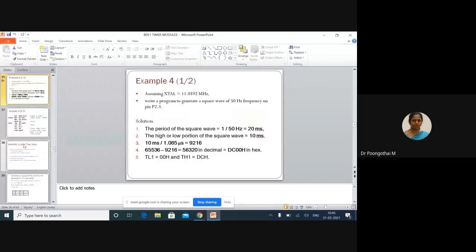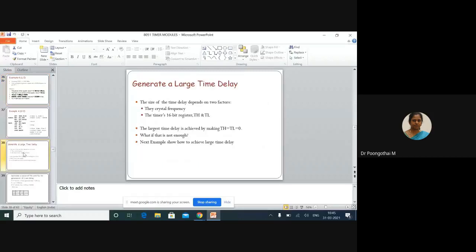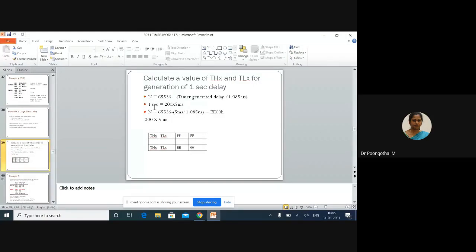And also we have learned how to generate a large amount of time delay. To generate 1 second time delay, 1 second can be calculated by multiplying 200 by 5 millisecond. For 5 millisecond alone, we need to calculate the initial value. After loading this value, we have to repeat the loop 200 times, so that we will get 1 second delay. So in this way, we can generate large amount of delay using timers.